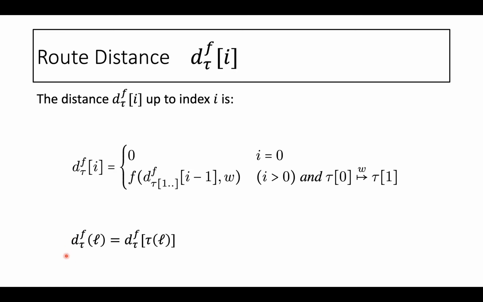And just to note, the distance on a route is defined with respect to the index. You can define the distance with respect to a specific location, and this corresponds to considering in the route the index that corresponds to the first time that this location appears in the route.